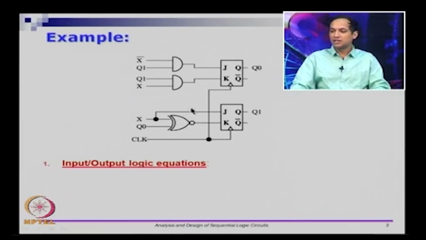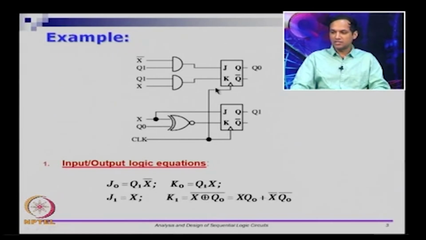The first thing you have to do is you have the J and K inputs for both the flip flops Q0 and Q1. You can now go and write equations, right. So you can write the input and output logic equations. So if you look at J0, it is Q1 and X complement, then K0 is Q1 and X, J1 is X itself, and K1 is X XNOR Q0, or X XOR Q0 complement, right. So these are the inputs. This is something that you can fairly quickly derive based on the circuit itself.